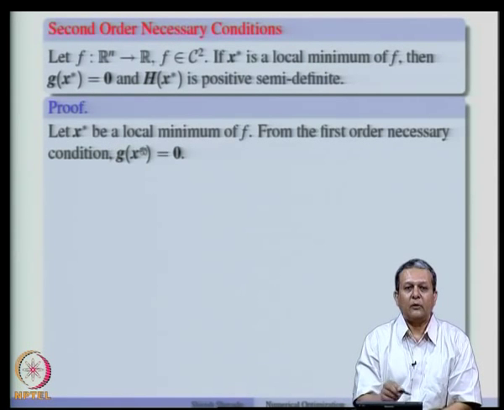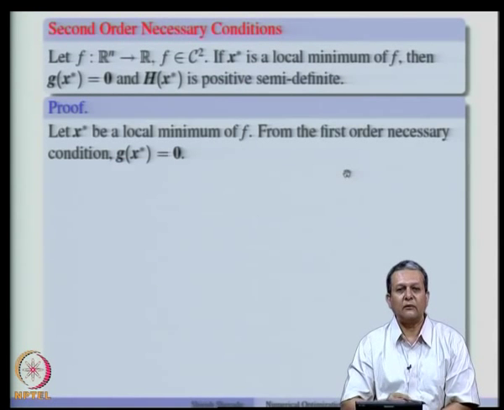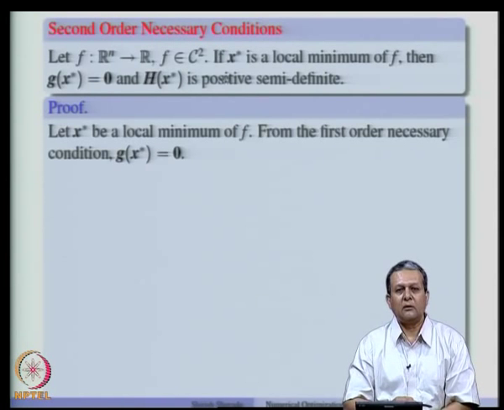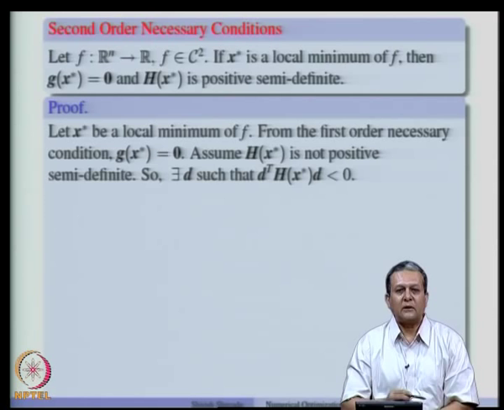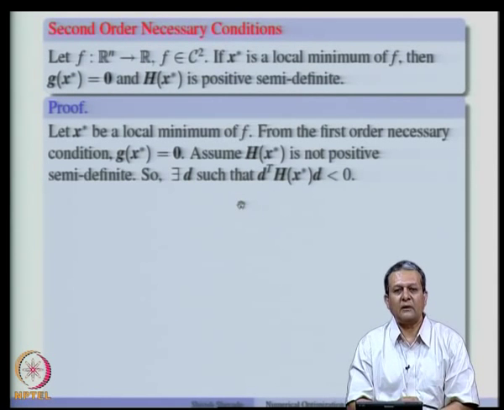Let us take x star to be a local minimum of f. Now, from the first order necessary condition, we have g of x star equal to 0, that we have already proved. Now, we have to show that if x star is a local minimum, then h of x star is positive semi-definite. So, let us assume that h of x star is not positive semi-definite. So, there exists some direction d such that d transpose h of x star d is less than 0.